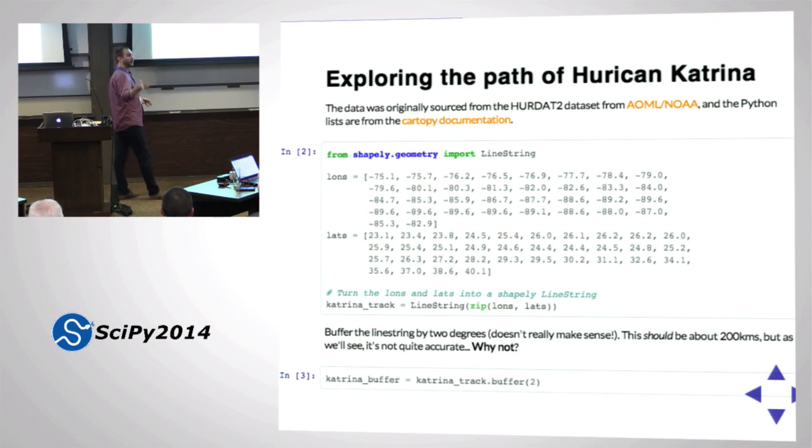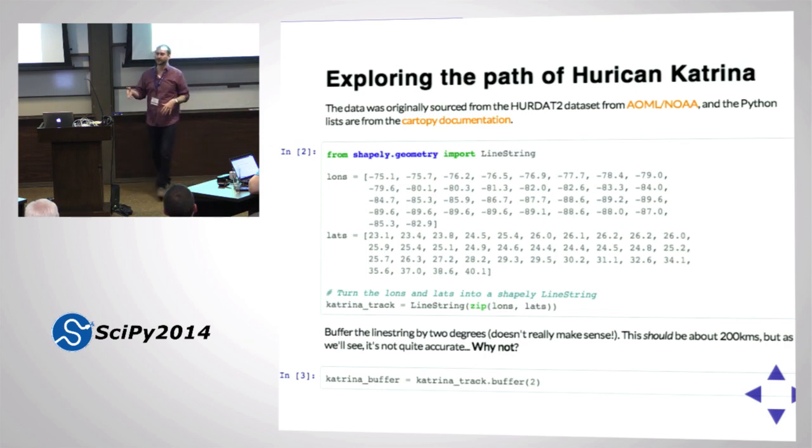And what I want to do is I want to buffer that line string to get an idea of the sort of potential path of damage that Katrina made. And I read somewhere, maybe possibly, that at one point it was about 200 kilometers wide in terms of damage, okay, or in terms of coverage. That could be totally wrong, but we're going to go with that. Okay. So if I buffer the line by about 2 degrees, okay, that's about 200 kilometers.